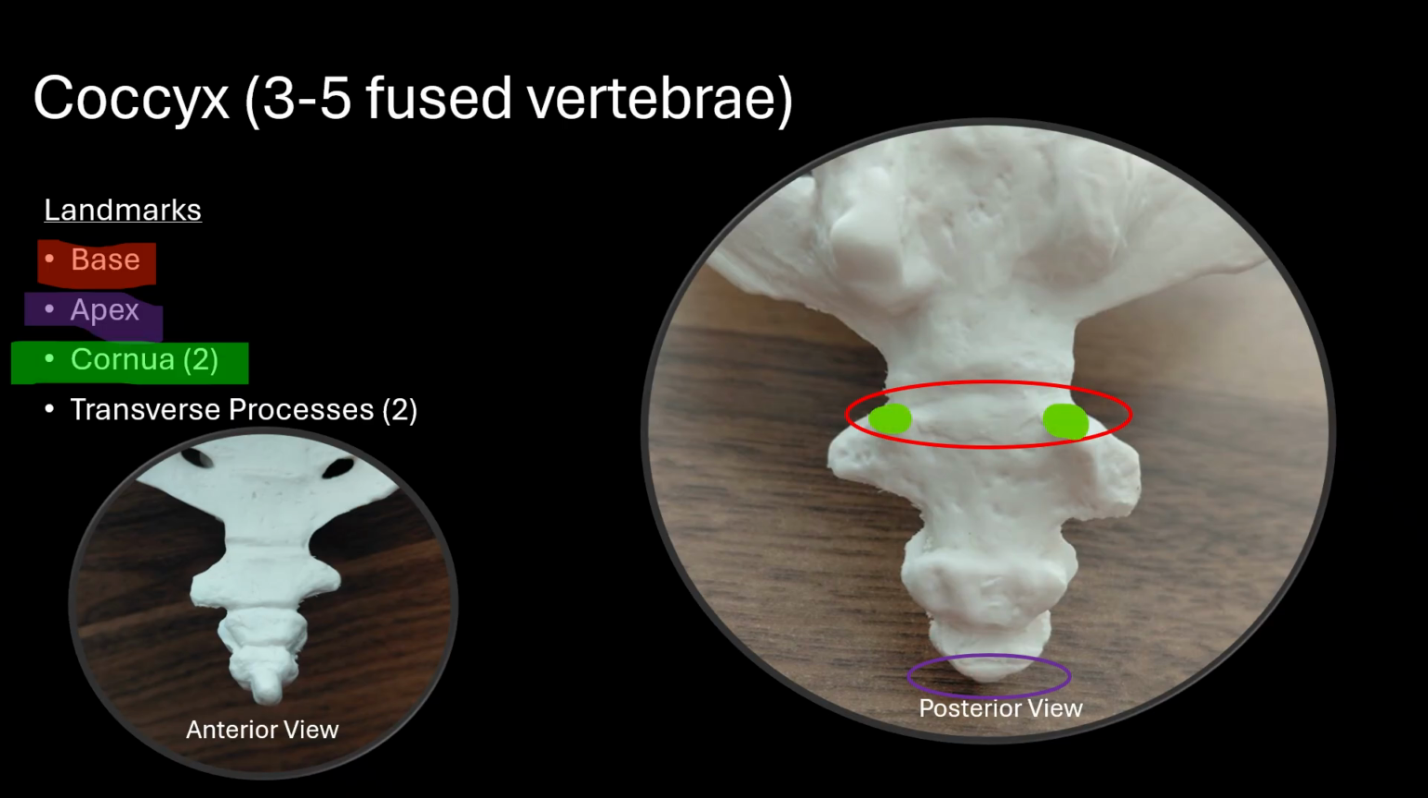There are 2 cornua, or cornu, singular, and these are horn-like projections, just like in the sacrum. And they are located on the posterior aspect, while we have our transverse processes off to each side, viewed anteriorly and posteriorly. And that will conclude our video on vertebrae osteology, osteology being the study of bones.